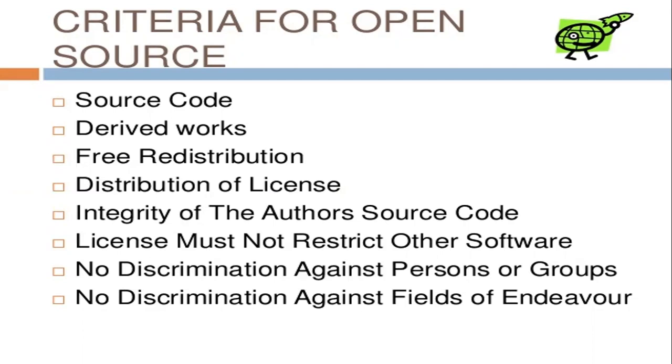Again, there should be no distribution. The license must not restrict anyone from making use of the program in a specific field of endeavor. For example, it may not restrict the program from being used in businesses or from being used for genetic research. So these are all other criteria for an open source software.